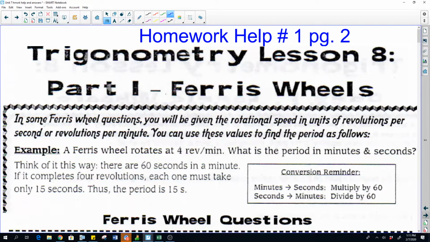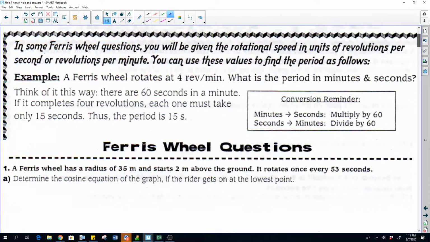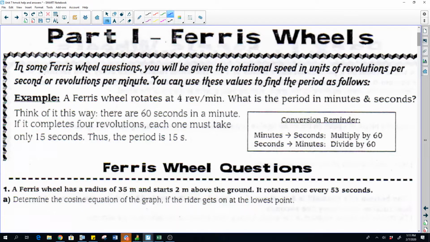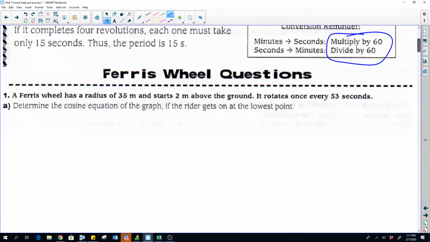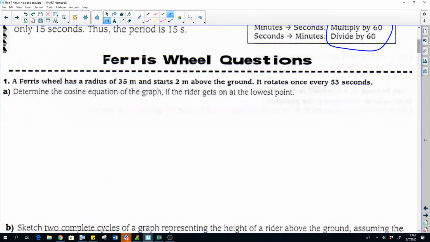Cool. So it tells you the conversion: minutes to seconds, multiply by 60, and seconds to minutes, divide by 60. So don't forget that. You might need that later on in this homework assignment. So we have a Ferris wheel here, starting with question number 1, that has a radius of 35 and starts 2 meters above the ground. So that's just like that first example we did. So there's our 2 meters above the ground.